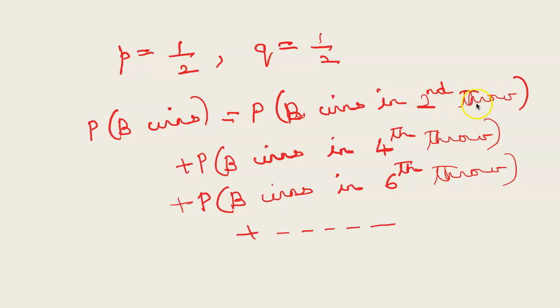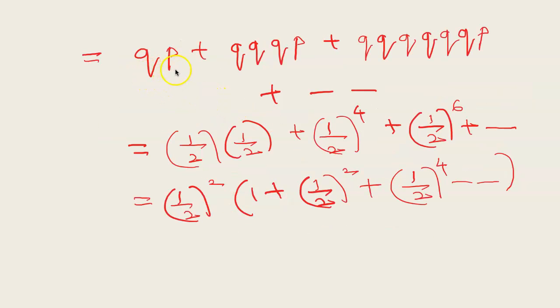So B can win in the second throw or the fourth throw or the sixth throw and so on. So in the first throw, if B wins, it has to be QP. B does not win in the first throw, B wins in the second throw. Plus B does not win in the first, second, third, but B wins in the fourth throw. Plus B does not win in the first to fifth throws, but B wins in the sixth throw. So in this case, Q and P are the same.